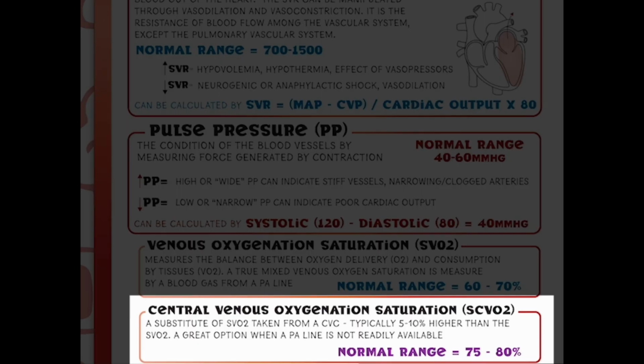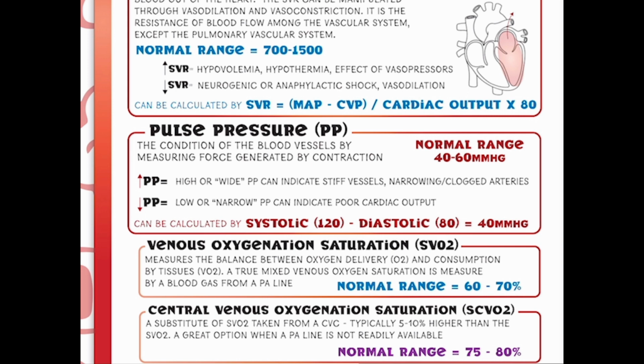And our ScvO2 measures oxygen saturation in the blood from the upper body, and we collect this at the superior vena cava or right atrium. We can get this from either our central line or our PA line, and we're going to get more into all of this in the next lesson where we go over our PA lines, or our pulmonary arterial lines.